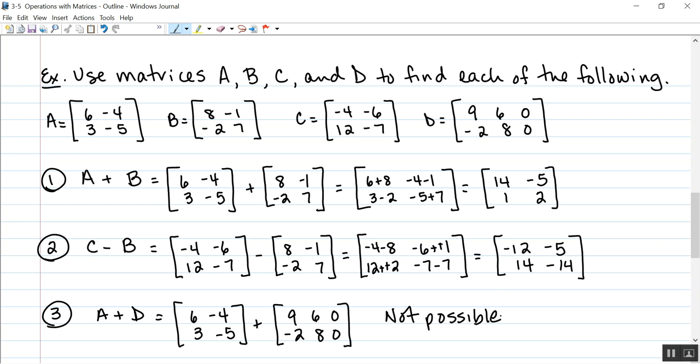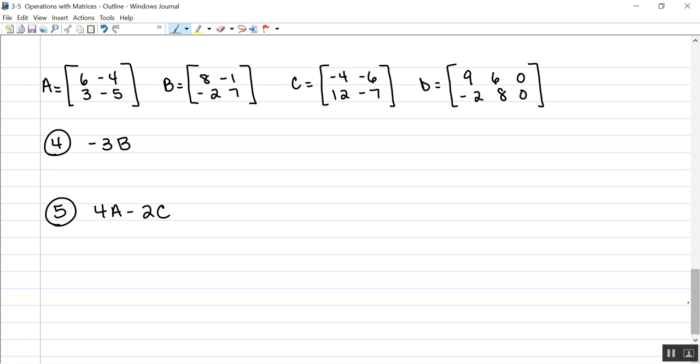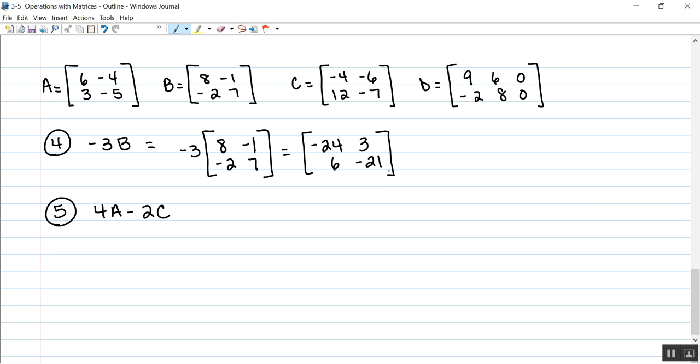Okay, let's take a look at 2 more examples here. So number 4, and these are the same matrices we had above, is -3 times B. So this is multiplication by a scalar. So it's going to be -3 times matrix B. And to do this, I just multiply every element of matrix B times -3. So -24, 3, 6, and -21. And that's my final answer.